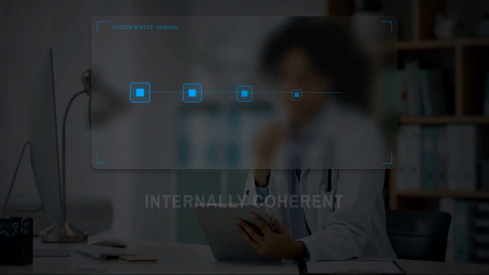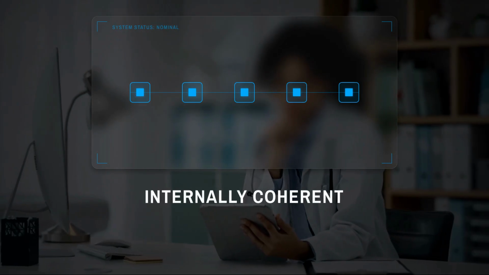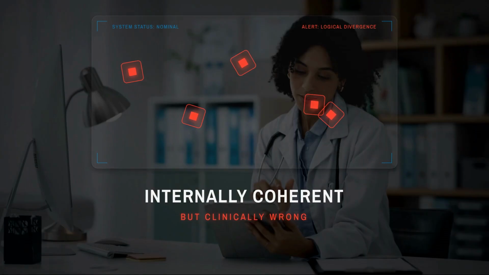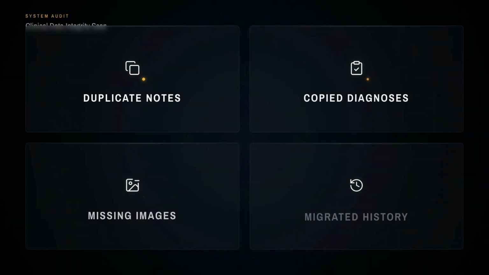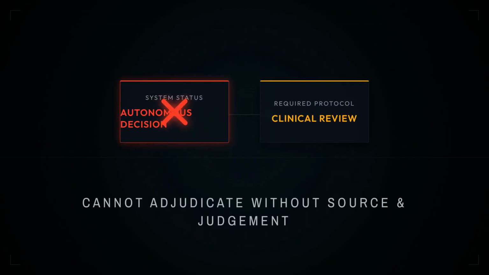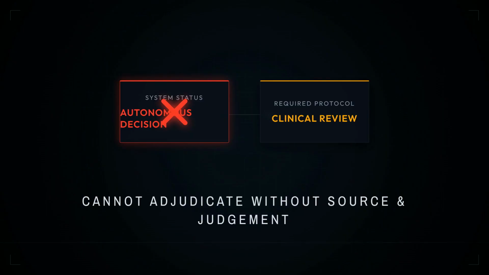Where the evidence gets careful is the word synthesis. A timeline can be internally coherent and still be clinically wrong. Source systems may carry duplicate notes, copied-forward diagnoses, outside documents without images, incomplete medication administration data, or a procedure history that has migrated through several interfaces. An agent can preserve a contradiction; it cannot adjudicate it without the source and a clinician's judgment.